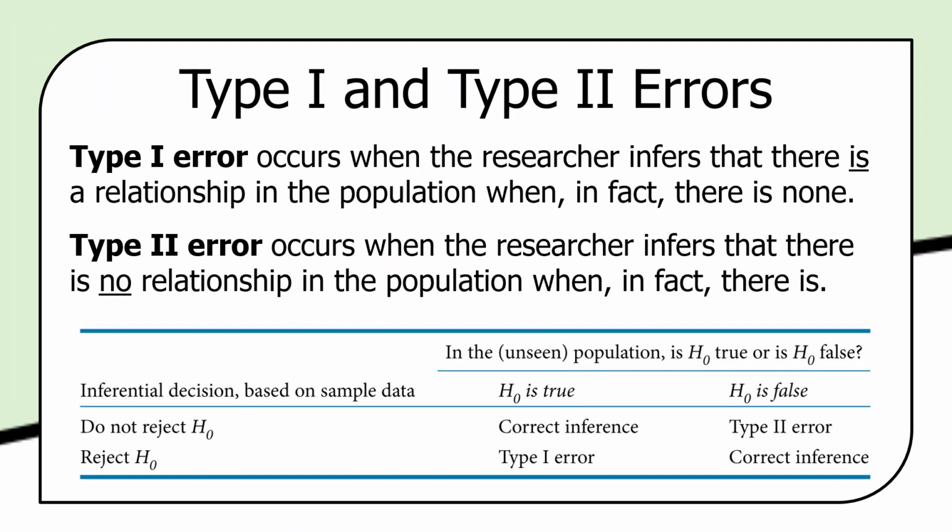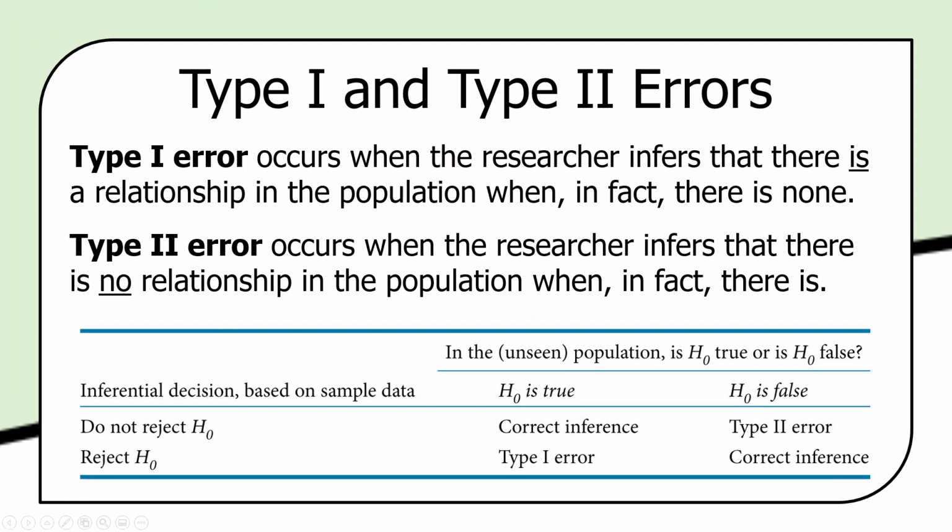Type 1 error occurs when the researcher infers that there is a relationship in the population when in fact the null hypothesis is correct. There is no relationship. So for example, suppose that based on a sample we infer that women do in fact give the Democratic Party higher ratings than men. If that is not true in the population, then we've committed type 1 error.